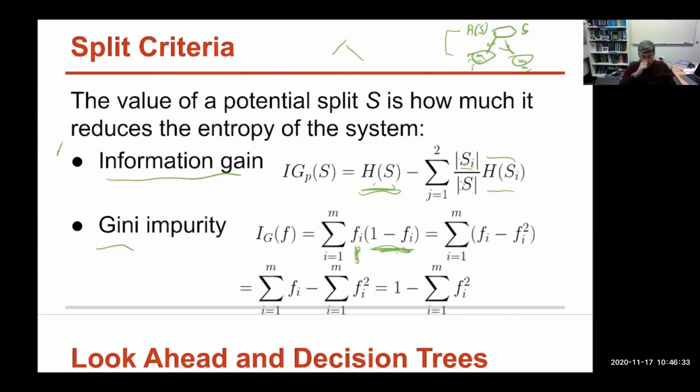So something like information gain provides a natural way to judge what is the next split to make. I will make the next split to maximize my information gain. Any questions?